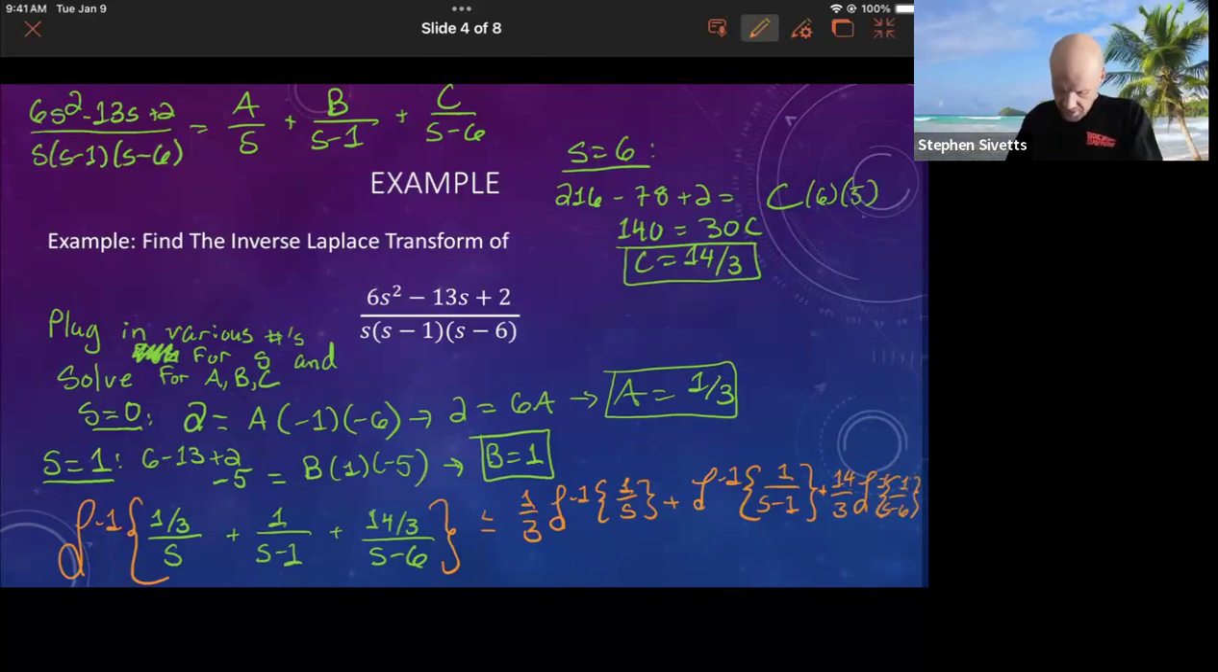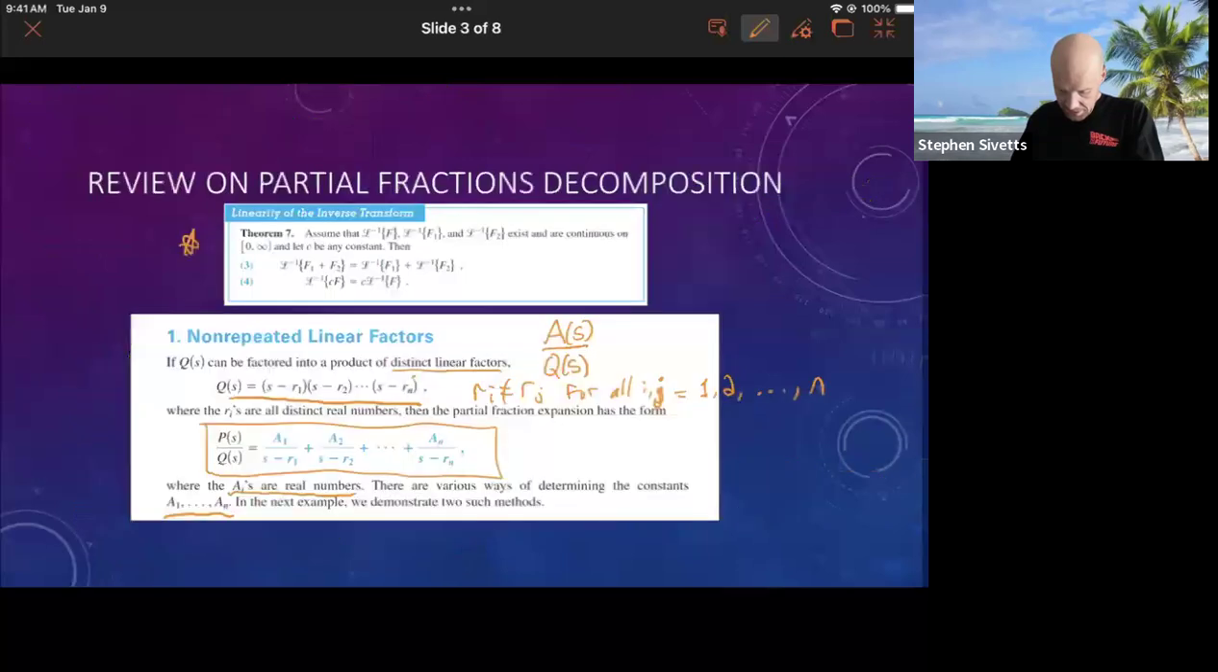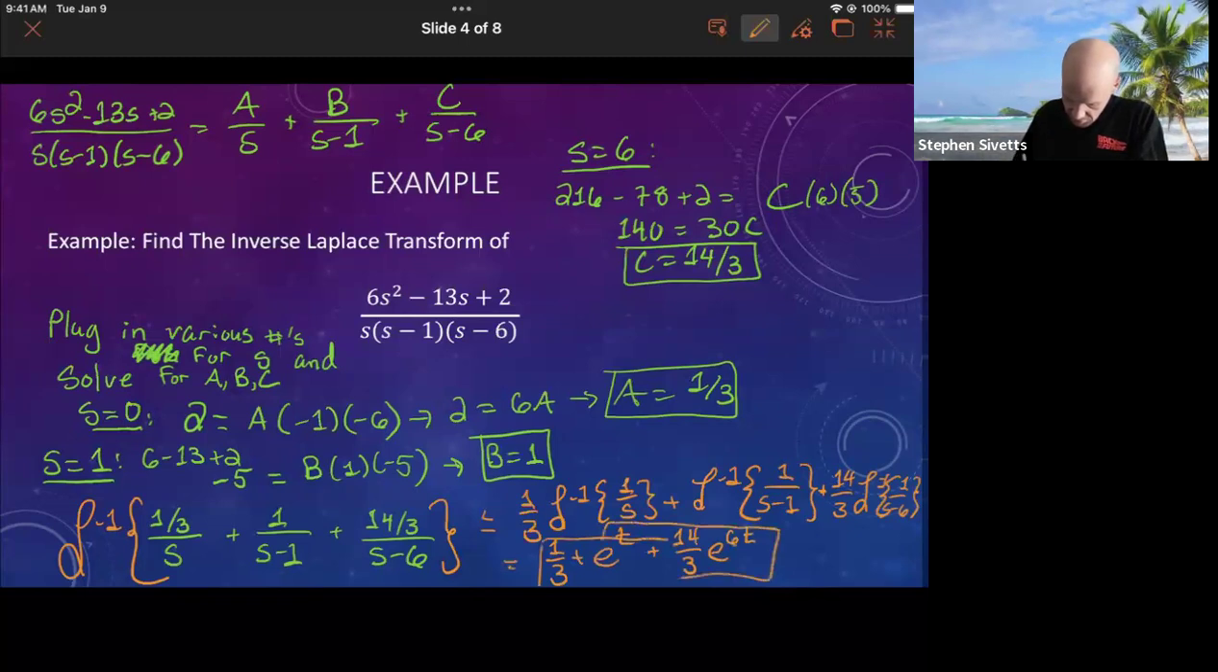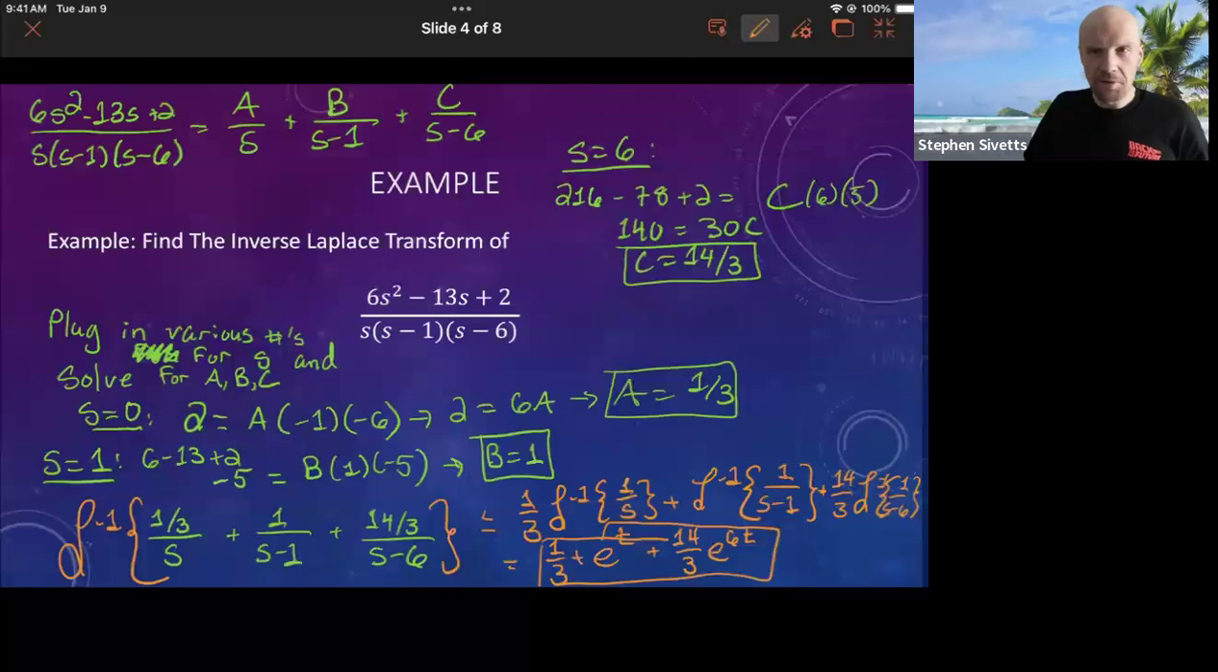So the inverse Laplace transform of 1 over s, that is a constant, right? So we'll have 1/3. The inverse Laplace transform of 1 over s minus 1 will be e to the t. And then we'll have 14/3 times e to the 6t. And that is your answer. Okay, it's pretty straightforward.